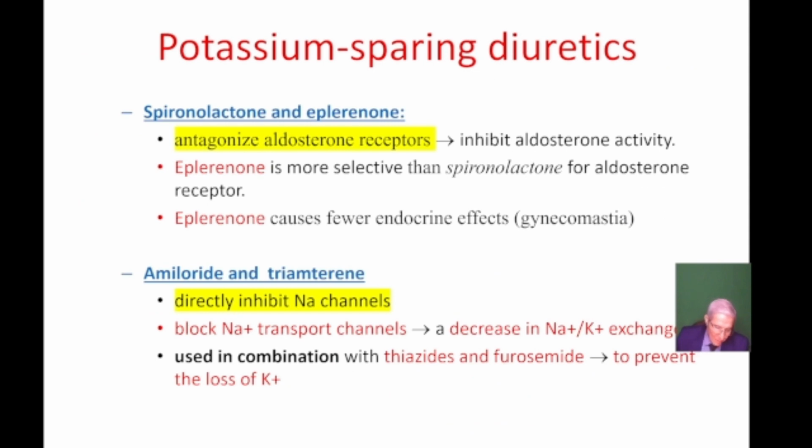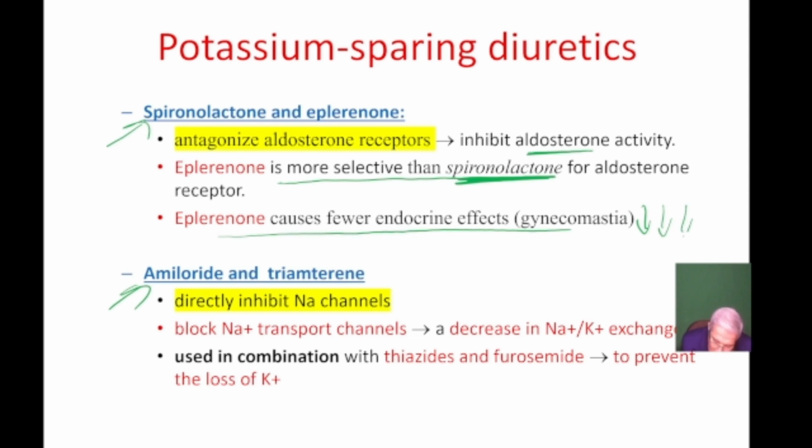Okay, aldosterone antagonist. Here we have potassium sparing. We have two main groups of medications: spironolactone and eplerenone, and then amiloride and triamterene. Spironolactone and eplerenone antagonize the aldosterone receptor by inhibiting aldosterone activity. We already covered that. Eplerenone is more selective than spironolactone. Spironolactone is not selective. Eplerenone has fewer endocrine effects and less gynecomastia. Please remember that: eplerenone causes less endocrine effect and less gynecomastia compared with spironolactone.